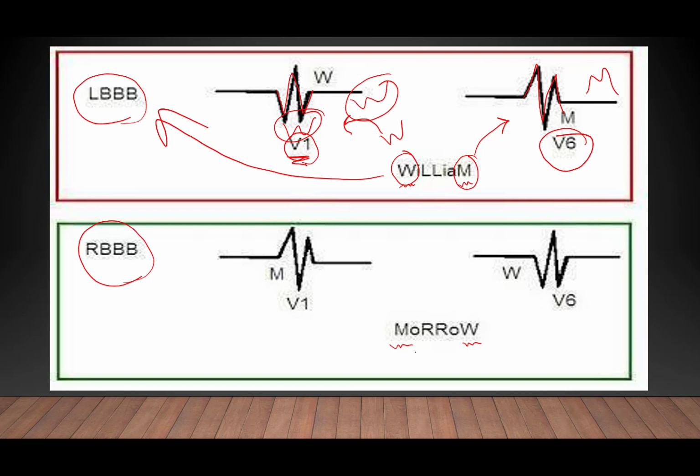On the other hand, here we have Marrow. In Marrow the first letter is M shaped in V1, and if you look at this one, this is M shaped and V6 is just W in shape, so it belongs to right bundle branch block.